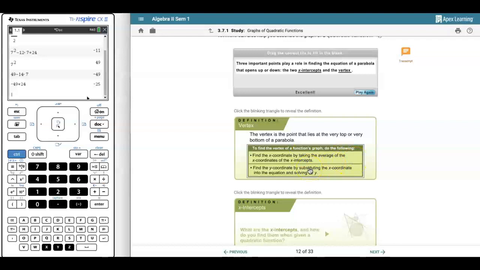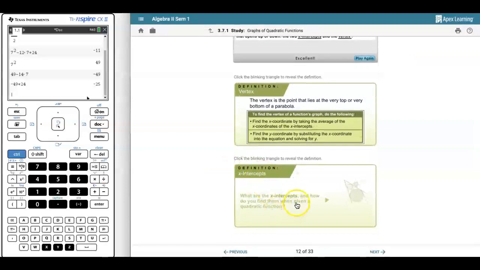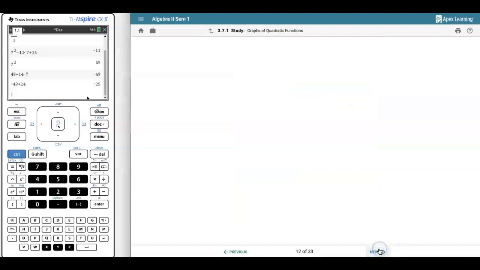What we do is we find the x-coordinate by taking the average of our 2 x-coordinates for the x-intercepts, and then we find the y-coordinate by plugging them back into our original equation and solving. And the x-intercepts are where our parabola crosses the x-axis. To find them, we change the y in the function to 0 and we solve our equation using the process we've been learning throughout this entire unit. We use our 0 product rule on our 2 factors and then we solve for our x. And that gives us our x-coordinate, and our y-coordinates are 0, so then we can find our x-intercepts.